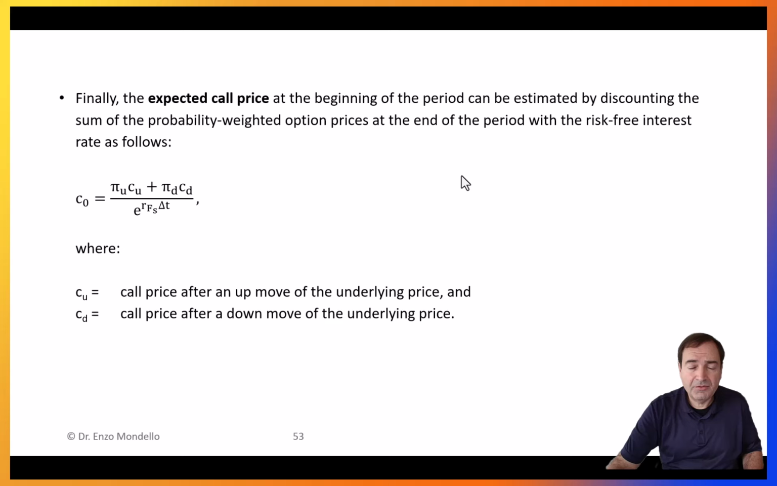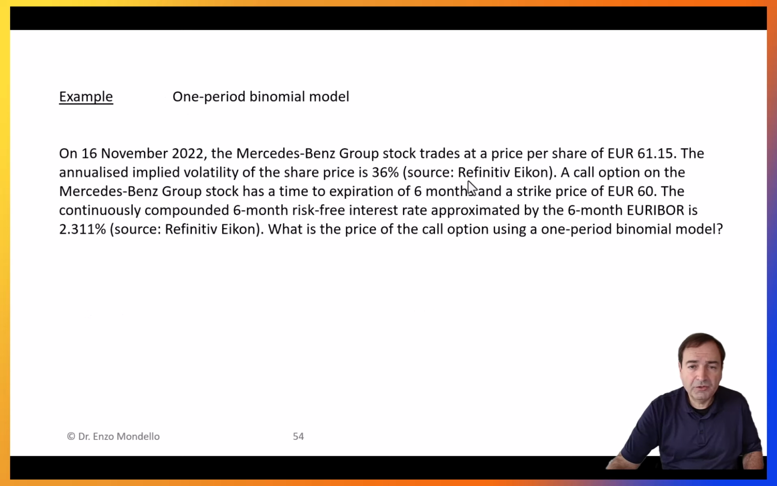Let's apply now the 3 steps discussed in order to calculate the call price. On 16th of November 2022, the Mercedes-Benz Group stock trades at the price per share of 61.15 euros. The annualized implied volatility of the share price is 36%.